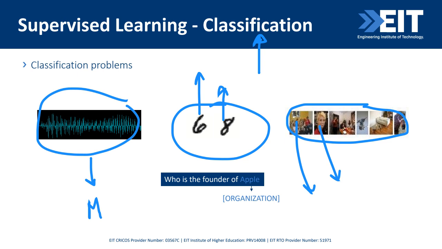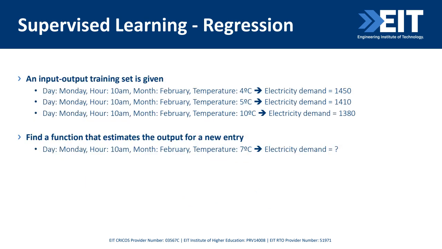Here we can do text classification. Like we have a text, who is the founder of Apple? And Apple will be recognized as the organization, Apple. Okay? Not Apple, the fruit, the organization Apple. Now it's a text classification. Okay? So we call this classification, and the type of learning is supervised learning because we will be providing the data to the machine learning system.